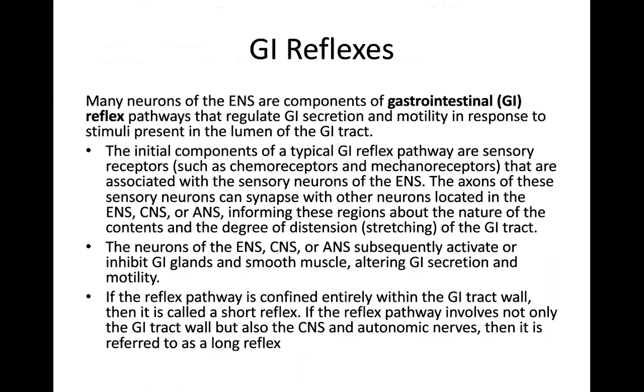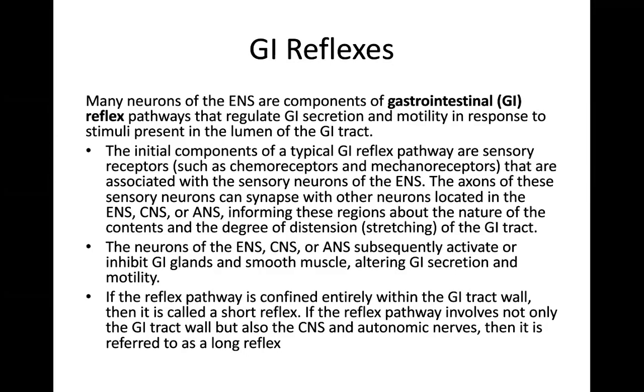Okay, really quick, I want to talk about gastrointestinal reflexes. Many neurons of our enteric nervous system are components of GI reflexes or GI reflex pathways that regulate GI secretion and motility in response to stimuli present in the lumen of our tract. Initial components of a typical GI reflex pathway are sensory receptors, those I just talked about, chemoreceptors and mechanoreceptors, associated with those sensory neurons of the ENS. Axons of these sensory neurons can synapse with other neurons located in the ENS, the CNS, or the ANS, enteric nervous system, central nervous system, or the autonomic nervous system, informing these regions about the nature of the contents and the degree of distension or stretching of the tract.